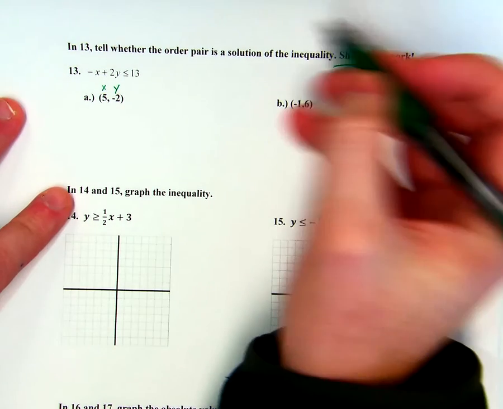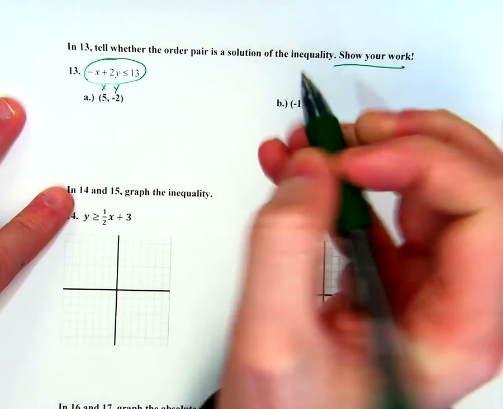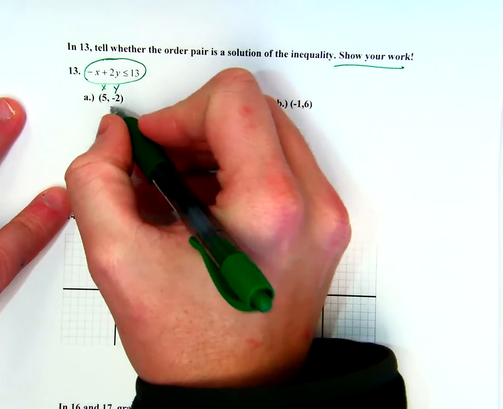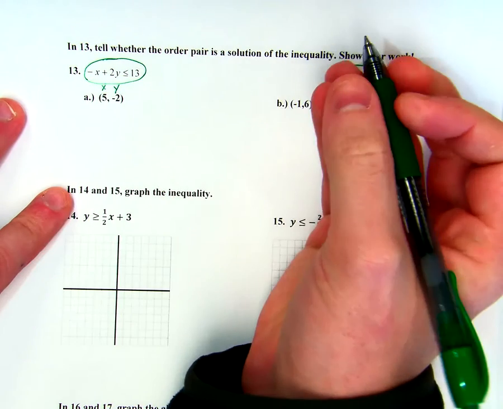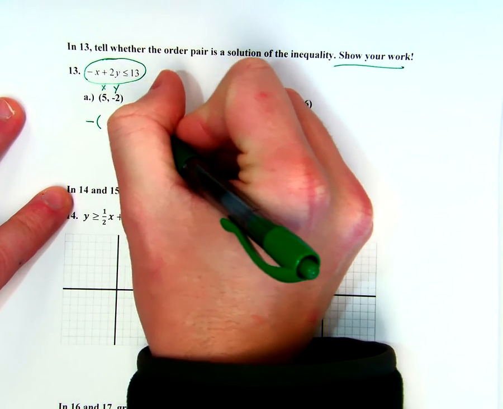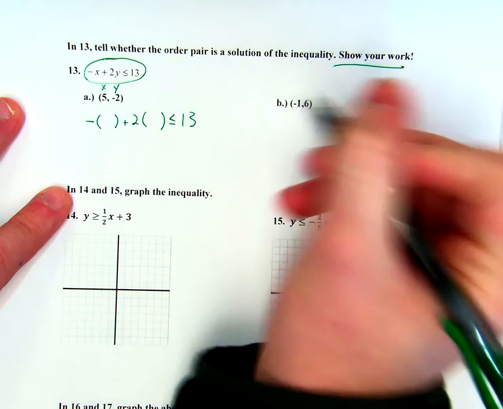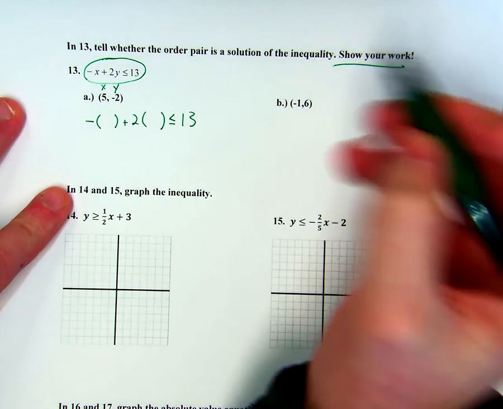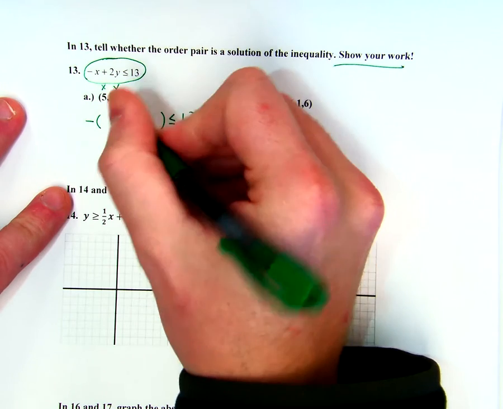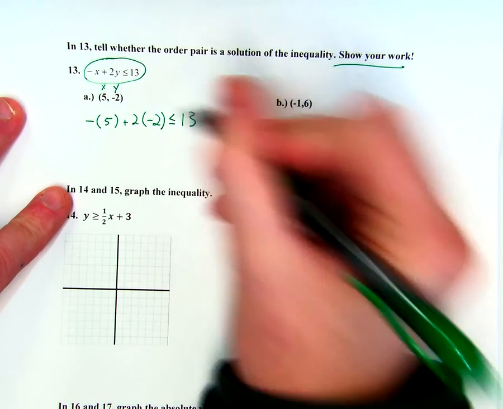So what we're going to do is take this inequality, we'll use it for both parts A and B, and change the x and y to whatever is told in the coordinate pair. I'm going to rewrite the inequality, but instead of x and y, I'm going to put some blank parentheses. All the numbers and symbols and signs stay the same. In place of the x, we're going to put a 5, and in place of the y, a negative 2.